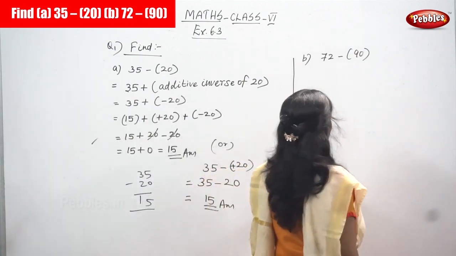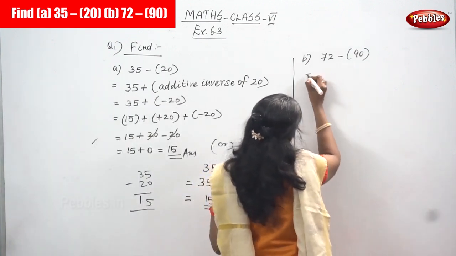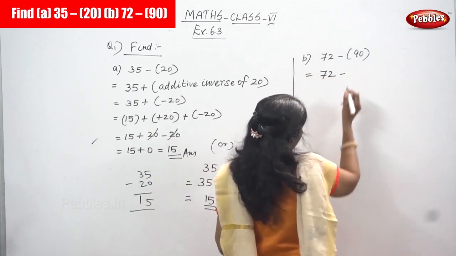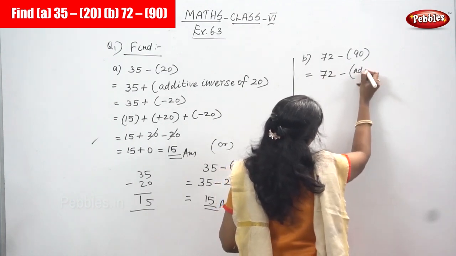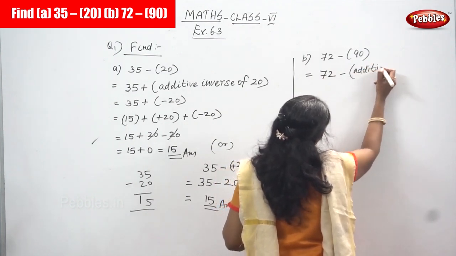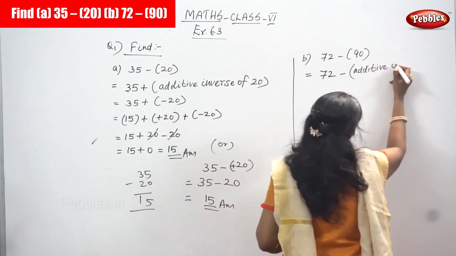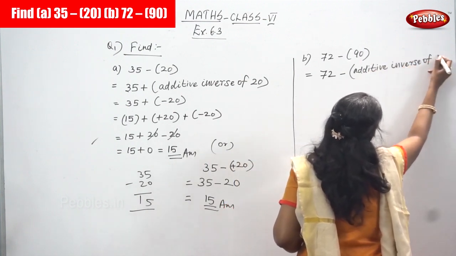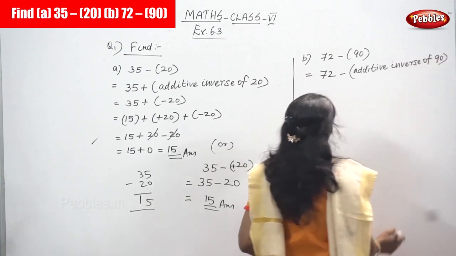Okay, the second sum: 72. You have to write 72 as it is, then minus. Okay, then you have to write the additive inverse of 90 within the bracket.